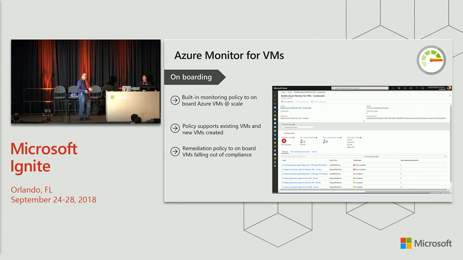We also now have a built-in policy for Azure Monitor for VMs, which you can use so that none of your VMs in Azure can go unmonitored. Basically, it allows you to monitor your existing VMs. If a new VM is created in the resource group, it'll automatically monitor that. You'll see that in a demo also. And if they fall out of compliance, you can quickly remediate that too. Okay?